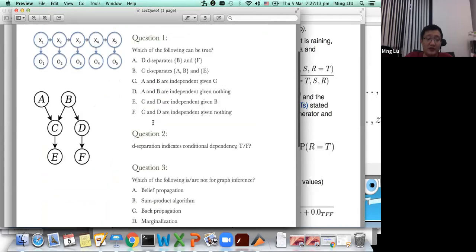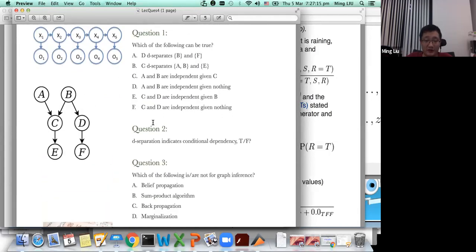But seeing from the last page of the inference, I just want to quickly recap, right? For the graph inference, which are the graph inference methods? Sum-product, belief propagation, right? So this is a graph model inference method. This is true. This is also true, right? This is also true.